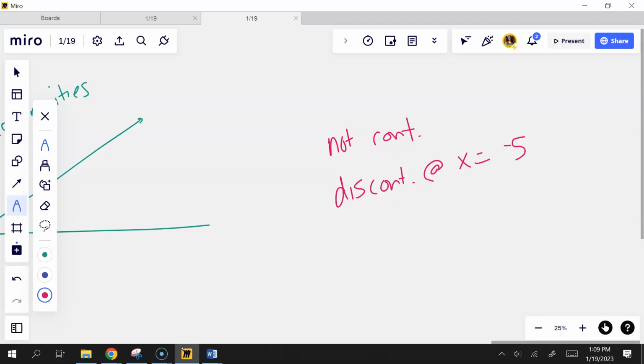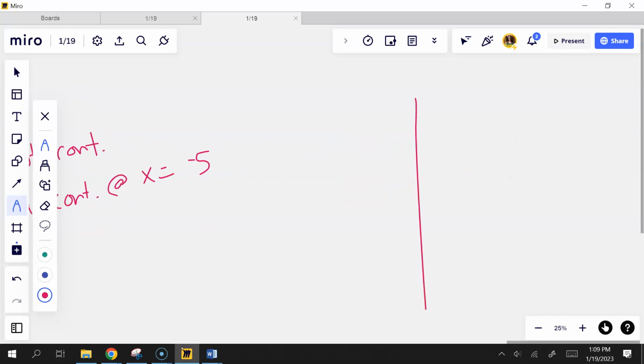Where's the hole? What x value is the hole occurring? Is it 3? 1. Oh, at 3. Yeah, sorry, 3. And number 6 has 2. That's exactly right. It's discontinuous, and the discontinuity occurs at 2 different places.